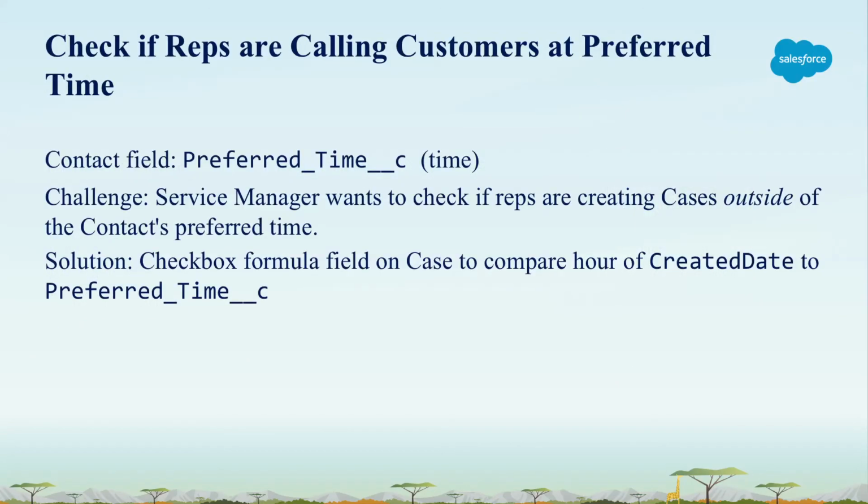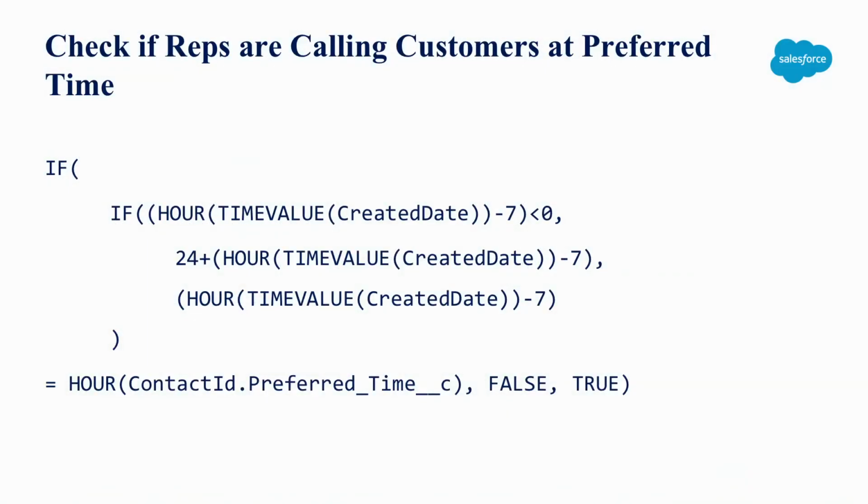All right, let's do one more example. Check if reps are calling customers at their preferred time. So in this scenario, we're going to imagine that on a contact, we have a preferred time field that represents the top of the hour that they wish to be called at. All right? And we want to check if they're creating cases outside of that contact's preferred time. It's a relatively contrived example, I grant you that, but just go with me. So our formula field is going to return a checkbox. And we're going to compare the created date of the case to the preferred time off the contact, because we're going to use time value of the created date.